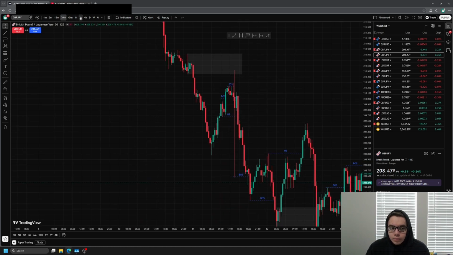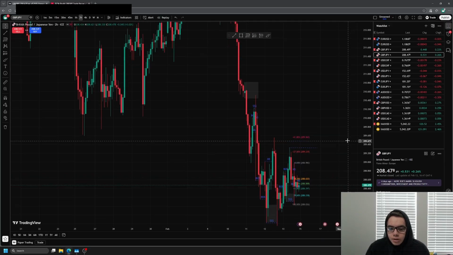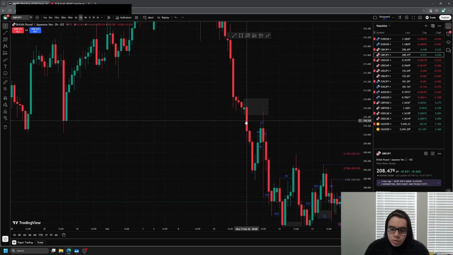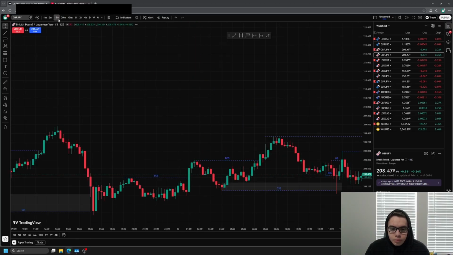First of all, I do my top-down analysis on all of the time frames. The first thing I saw was a 2-hour supply zone on the 2-hour time frame. So I laid that out with the gray box like this one. No borders, no anything, just that.